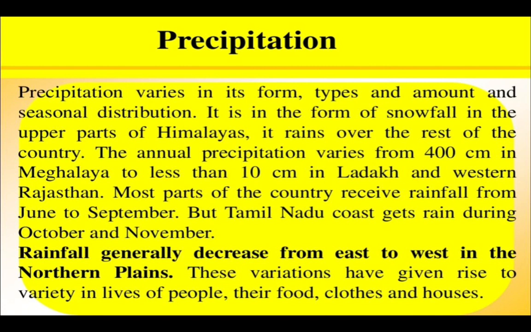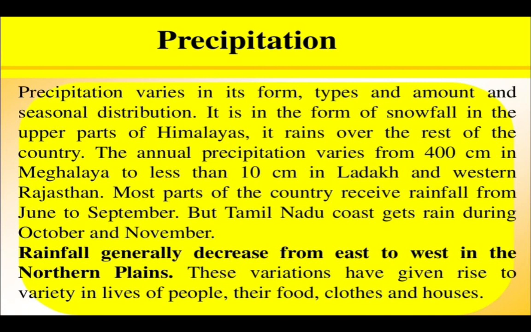So this is a duration in which the rainfall is received by the country of India. But the Tamil Nadu coast gets rain during October and November, at that time. It is a type of wind system. When the monsoon winds come from Kerala, they enter and cover the whole of India, which takes about 4 months to cover the whole of India and bring about the monsoon in every part of the country.